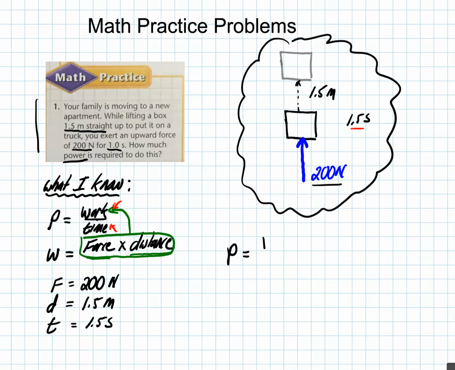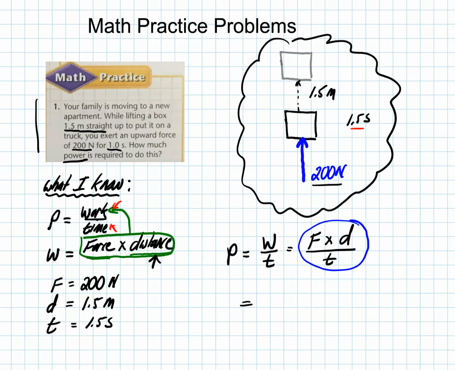Power is the amount of work you do divided by the time it took. But look here, in this green, work is force times distance. And now bring this over divided by time. So what I need to do then is plug in my values, my force and my distance and my time, break out my calculator, and then I have the answer.